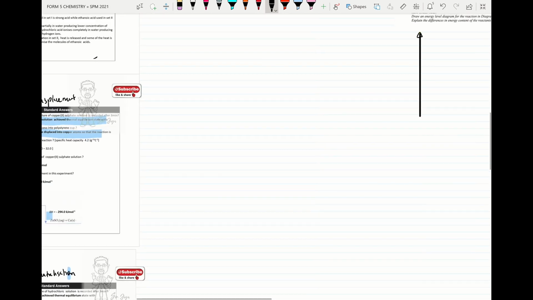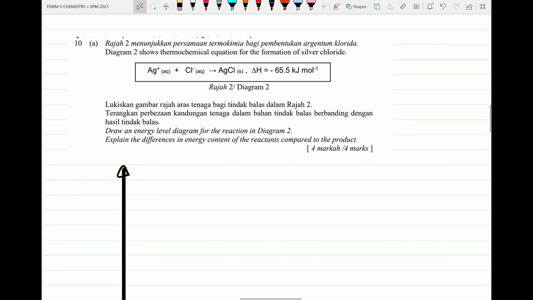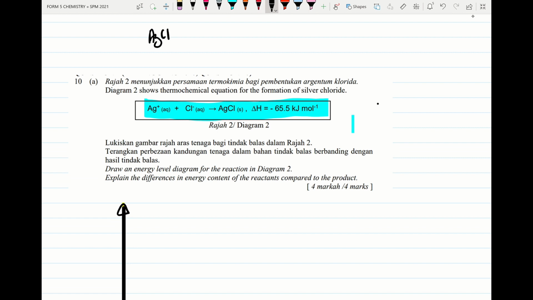All right, please check this question. We try to read the question. The reaction is given here. This is known as, when silver chloride, please remember, silver chloride is an insoluble salt. It will form a white precipitate. So this is known as heat of precipitation.